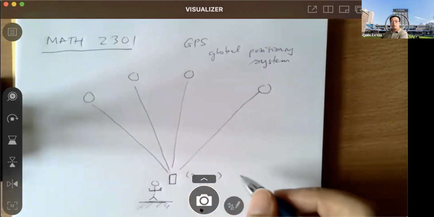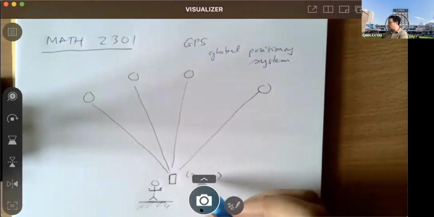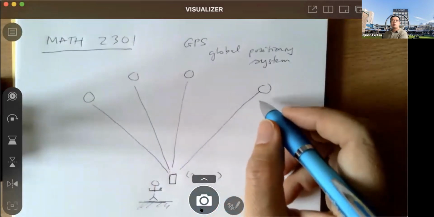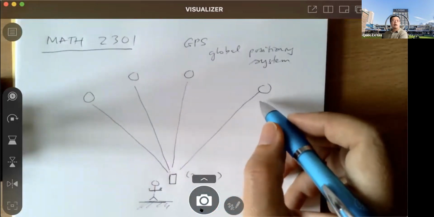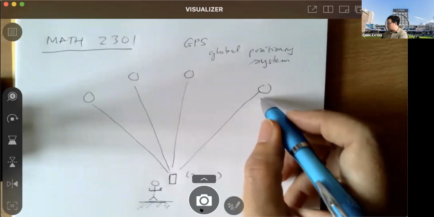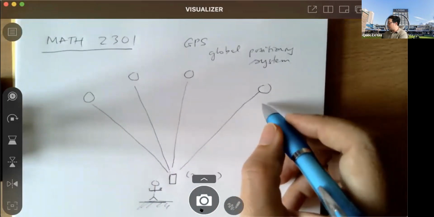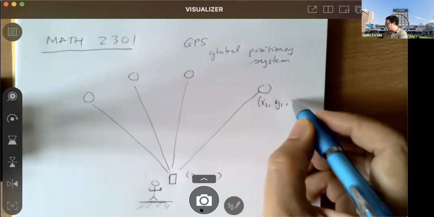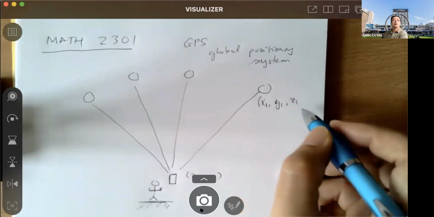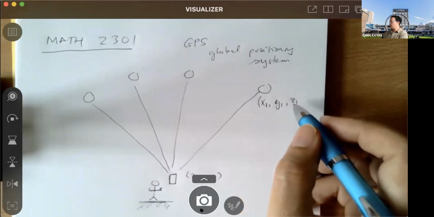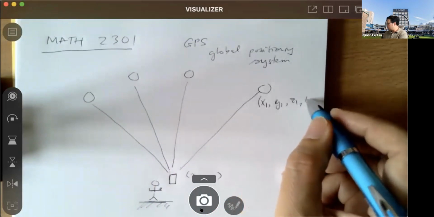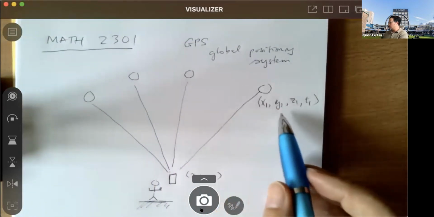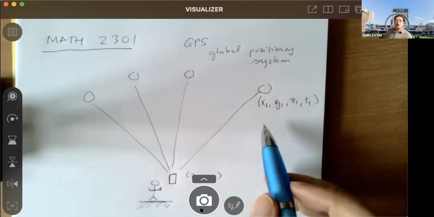Right, in space, your location can be denoted by X, Y, and Z. Then the first satellite will give its position in space, so X1, Y1, Z1, right? And then it can send you the time when it sends you a signal, the clock stamp, the time stamp.